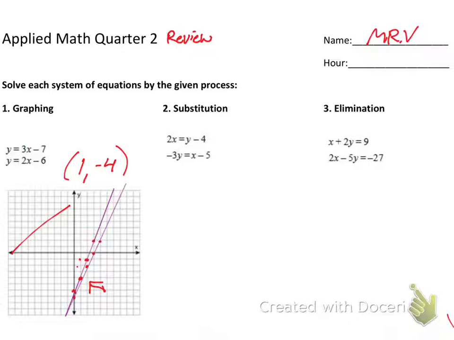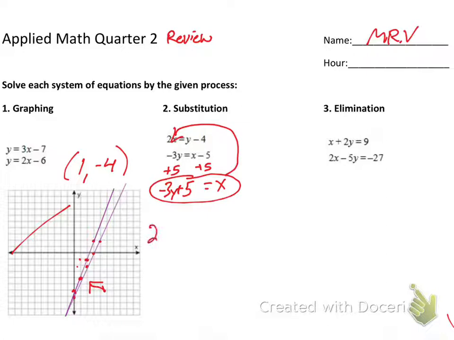Okay, the second one is going to be substitution. What you want to do is get either an x or a y all by itself. If I just add 5 to each side, I can get x all by itself. So x is then going to equal negative 3y plus 5. I'm going to plug this in for x up here. So it's going to be 2 times negative 3y plus 5 is equal to y minus 4.